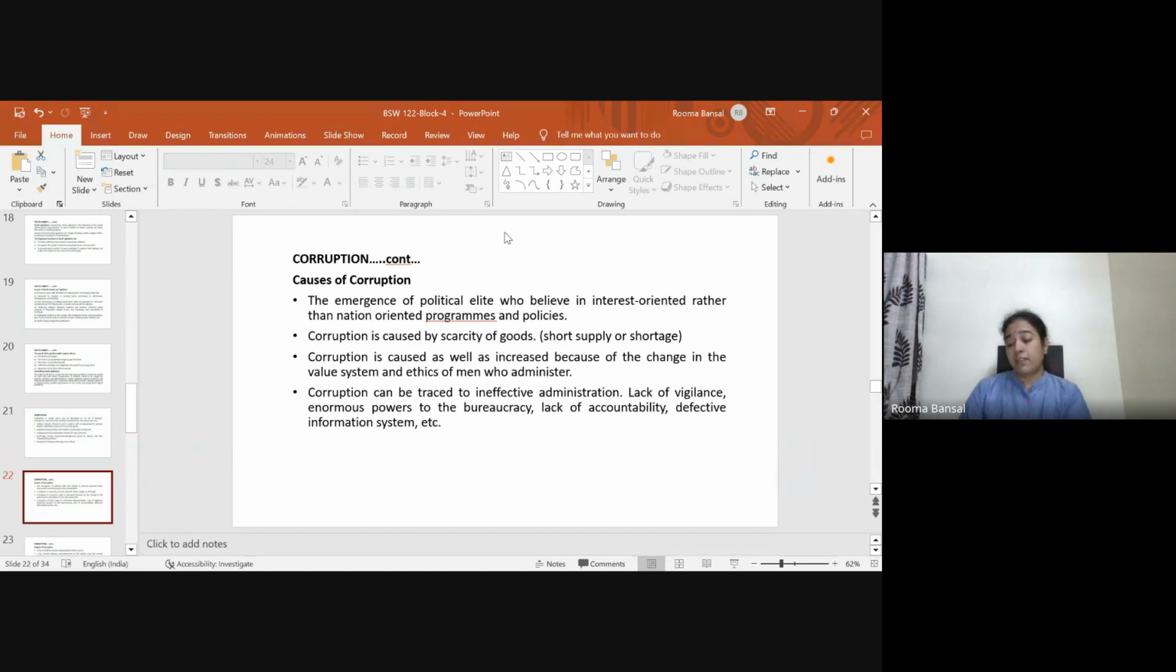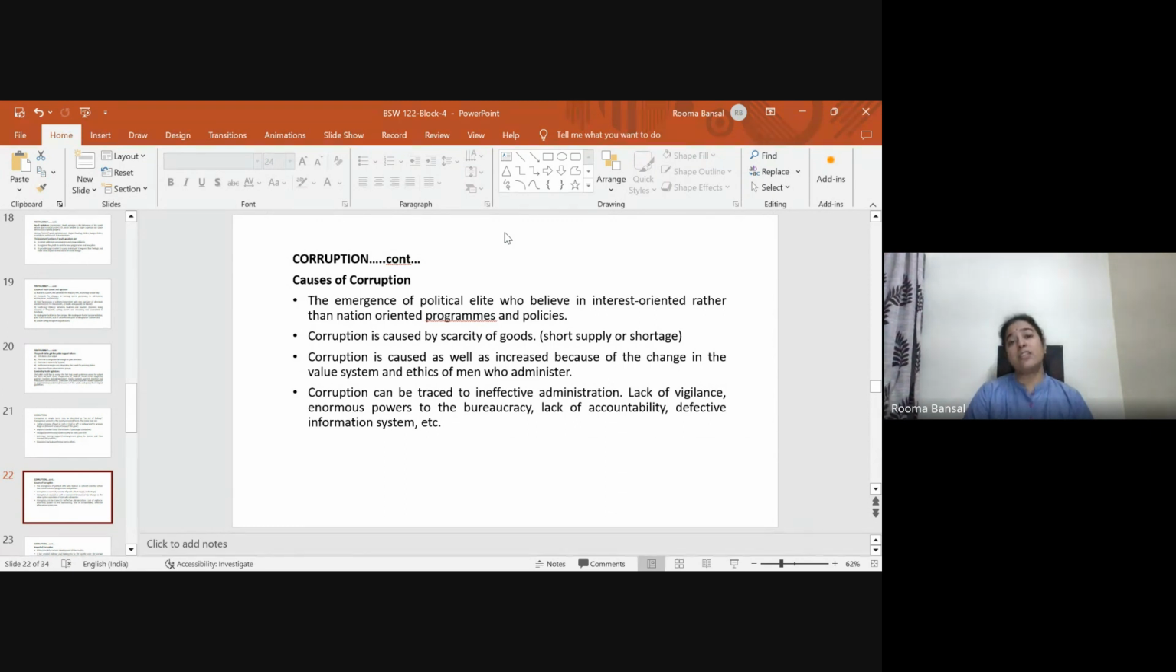Suppose there is a rumor that in the coming 15 days we will not be getting enough supply of petrol, enough supply of fuel. Then what will we do? We just start our vehicle, go to the petrol pump, get our tank filled, and take some tanks or bottles also to get filled with fuel. This is a short supply or shortage. Now if a particular petrol pump starts selling the petrol or fuel at a higher rate, then it is a sort of corruption.